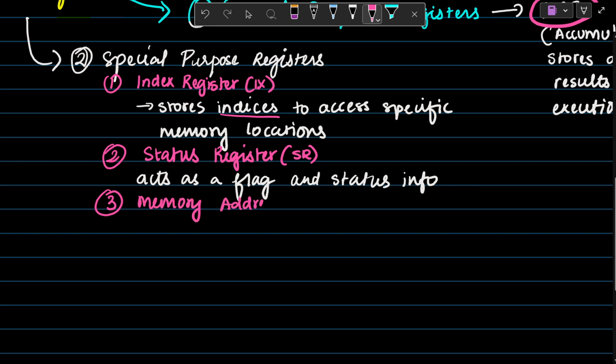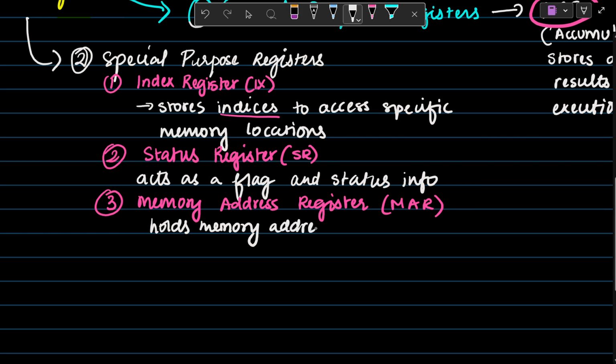Now next up we have the memory address register, the short form obviously is MAR. This is a very important one. The memory address register holds the memory address of the data being read from or written to.